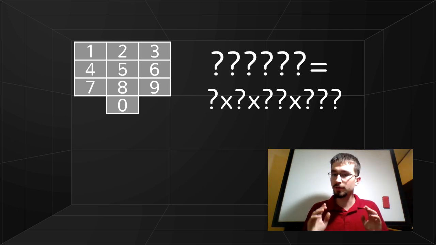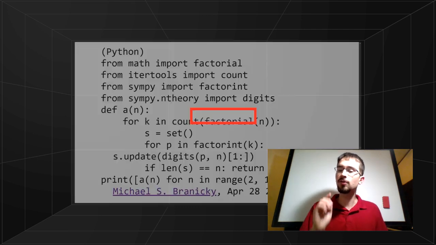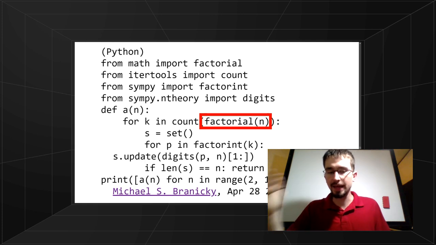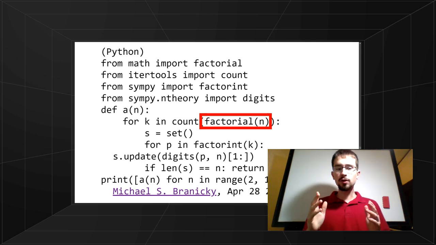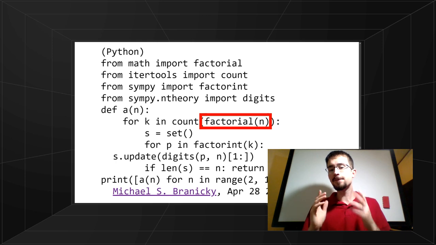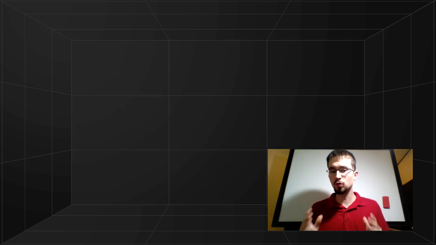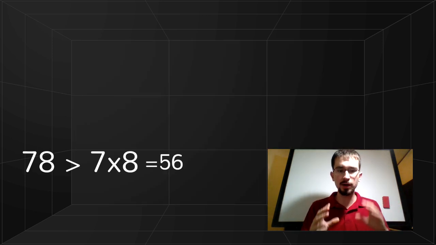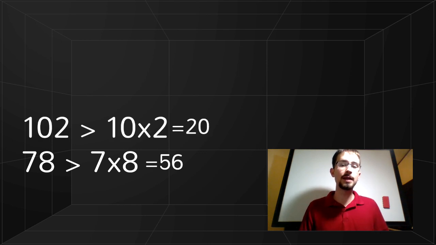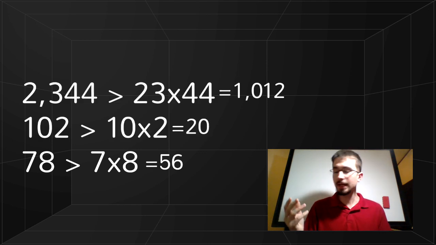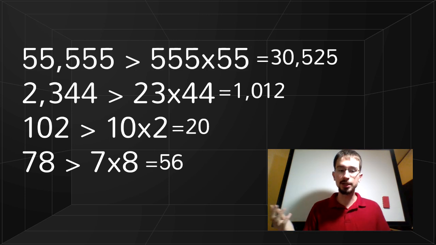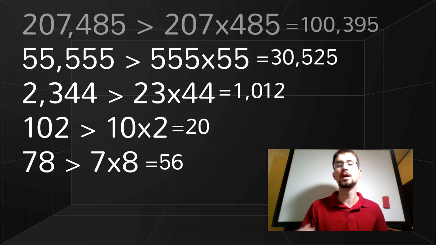It doesn't start its search at 1. Rather, it starts at n factorial, where n is our base. Why? It took me a bit to get the reasoning here, but first thing to notice is that concatenating two numbers, that's joining two numbers together, always makes a bigger number than multiplying them. 78 is bigger than 7 times 8, 102 is bigger than 10 times 2, and so on.